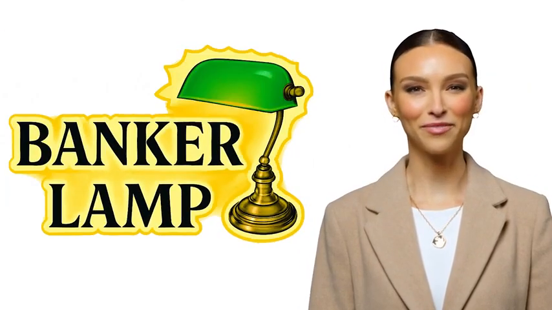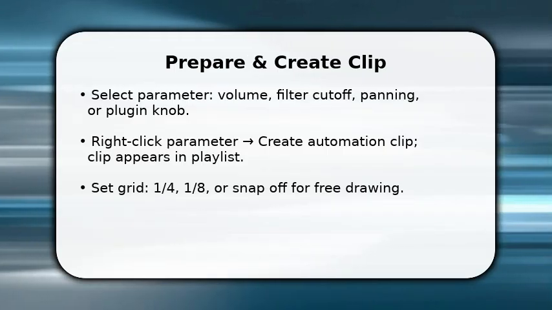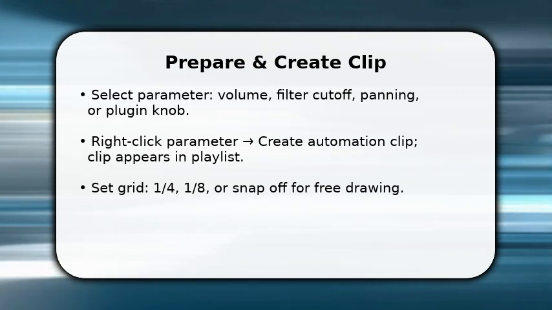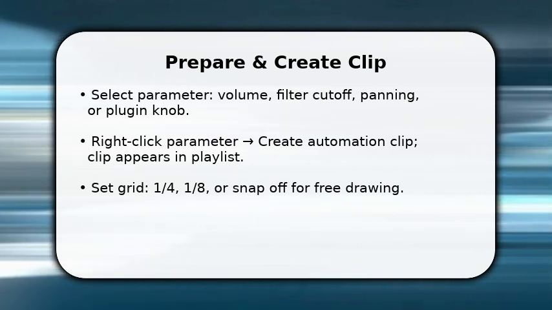Please enjoy the video. You start by targeting the exact parameter you want to control. Choose volume, filter cutoff, or a plugin knob. Once selected, right-click and choose Create Automation Clip so the clip appears in the playlist. Make sure to set your grid, pick 1/4, 1/8, or turn Snap Off for freehand shaping. This gets you into action immediately. You don't need extra setup.